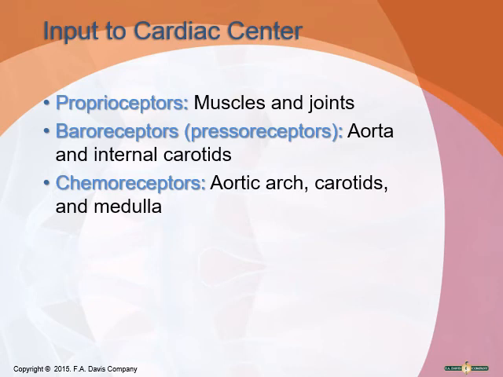This cardiac center in your medulla oblongata receives input from several sources. Proprioceptors, which are sense organs in your muscles and your joints, signal changes in physical activity, allowing the heart to increase its output before the muscles demand more blood. Baroreceptors, which are pressure sense organs, are located in your blood vessels, and they detect changes in blood pressure.